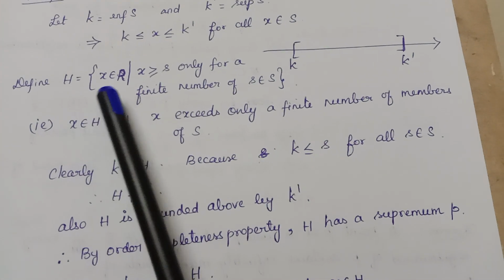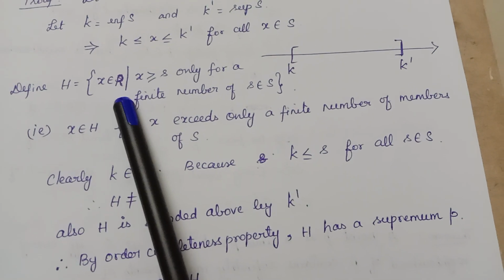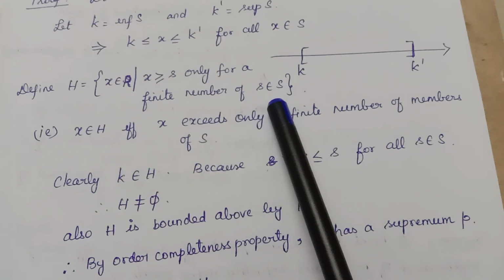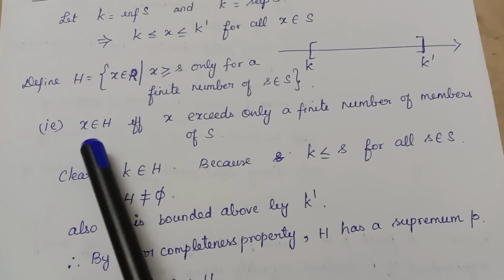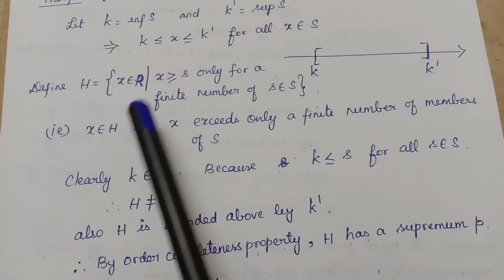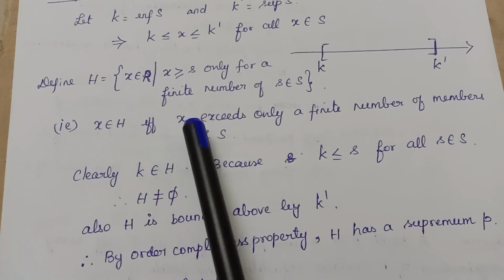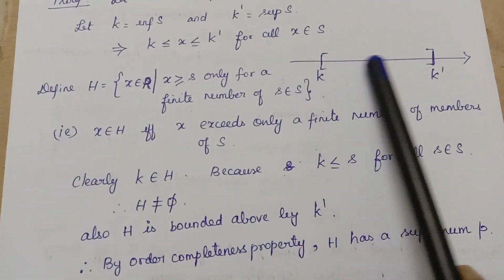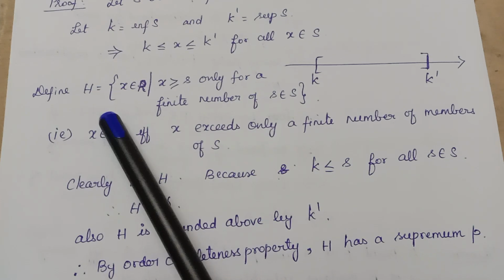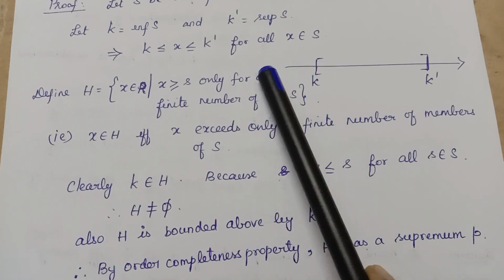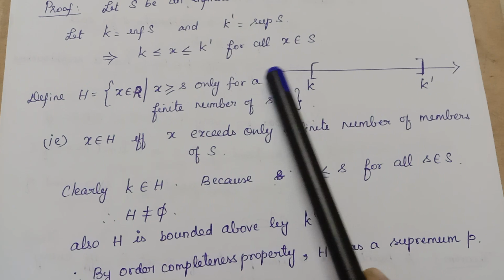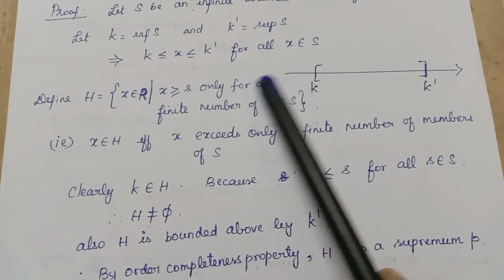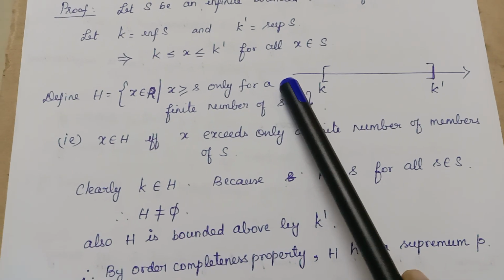H contains the set of all x belonging to R such that x is greater than or equal to s only for a finite number of s belonging to S. That means a real number belongs to H if and only if x exceeds only a finite number of members of S. See, if you look at this real line, my H consists of all the elements on the left hand side of k, because all the elements of my set are greater than or equal to k, no? So these elements are not exceeded by any element of capital S.